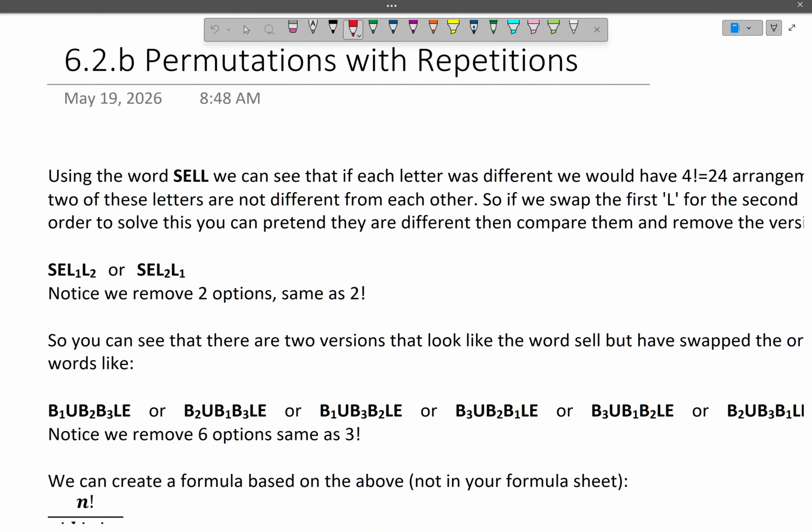Hello and welcome to my video, lesson 6.2, part B. This is permutations with repetition.